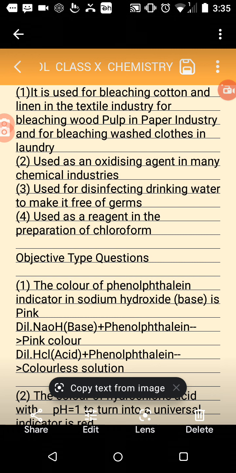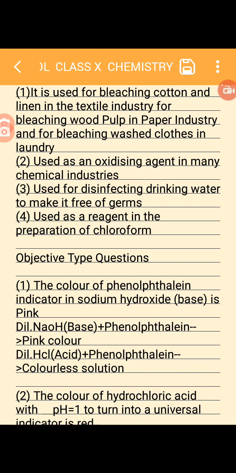Move on to its second usage, that is, it is used as an oxidizing agent in many chemical industries. Move on to the third point: it is used for disinfecting drinking water to make it free of germs, that is, for purifying the water. Move on to the fourth and last usage of bleaching powder: it is used as a reagent in the preparation of chloroform. With this, the question part is completed.